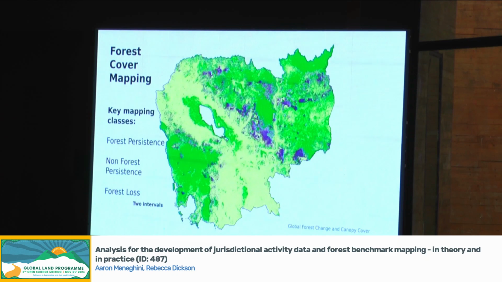For the forest cover benchmark mapping, there are a number of ways to arrive at a land cover map. I have not covered them all here. In fact, I have covered none of them here. As long as you arrive here at this forest persistence class, the non-forest persistence class, and your forest loss classes, and 2 time intervals, these are the key classes you will have. I have actually omitted one class that you're also required to have, which is forest regrowth.